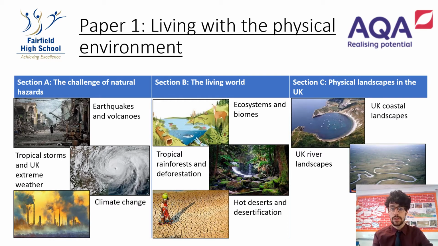Section C, the physical landscapes in the UK, covers coastal landscapes and river landscapes, whereby students will have to be able to identify and recount processes that shape both these landscapes, but also some examples of how to manage things such as flooding. I'm now going to pass over to Mr. Walker, who will cover the next part of this video.